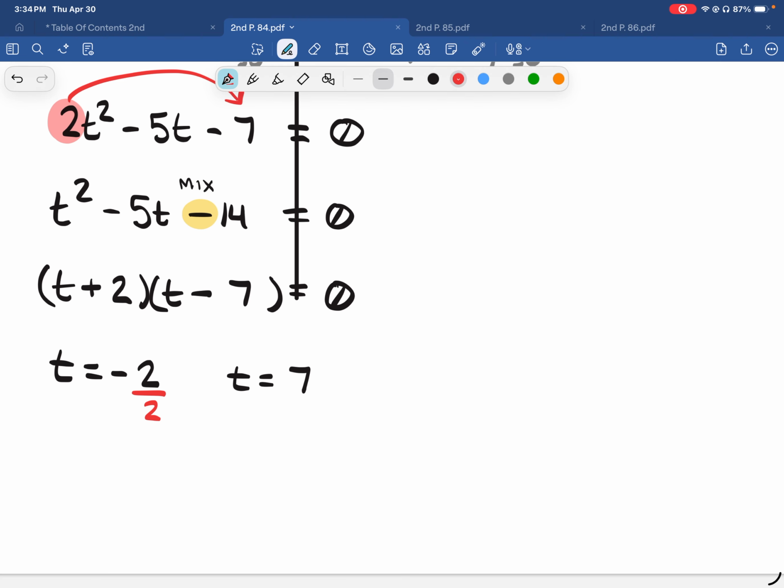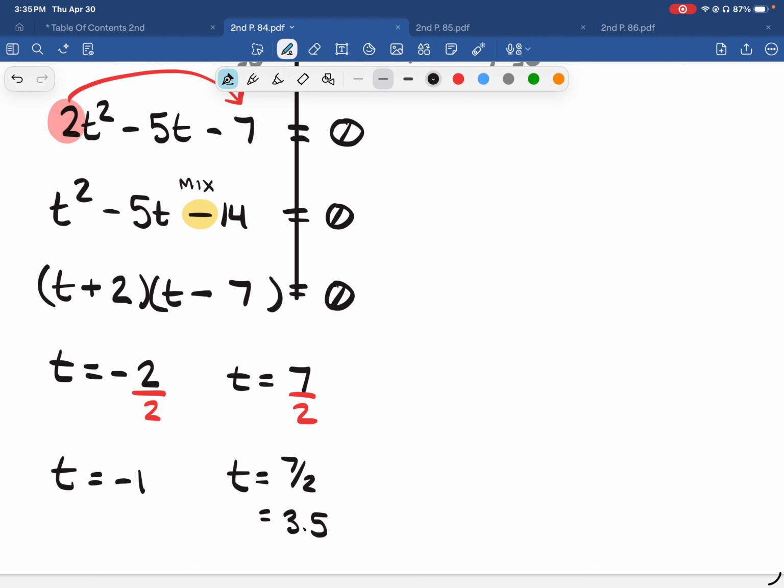Finally, divide both of these by 2, because that's the number that we canceled out using the slide and divide method. Negative 2 over 2 is just negative 1. 7 over 2 is just 7 over 2, or 3.5.